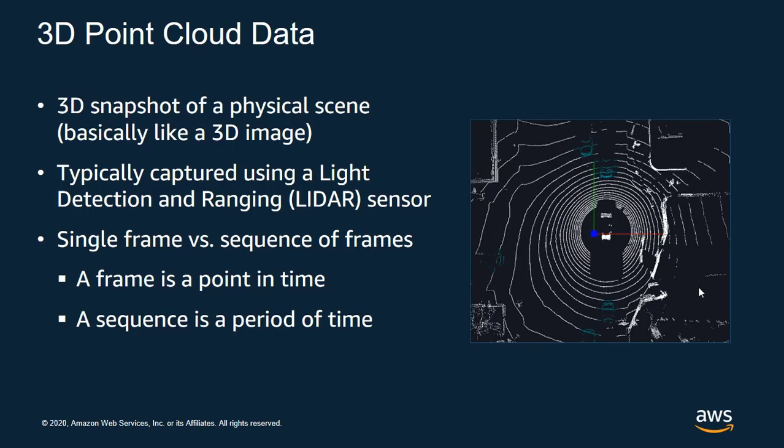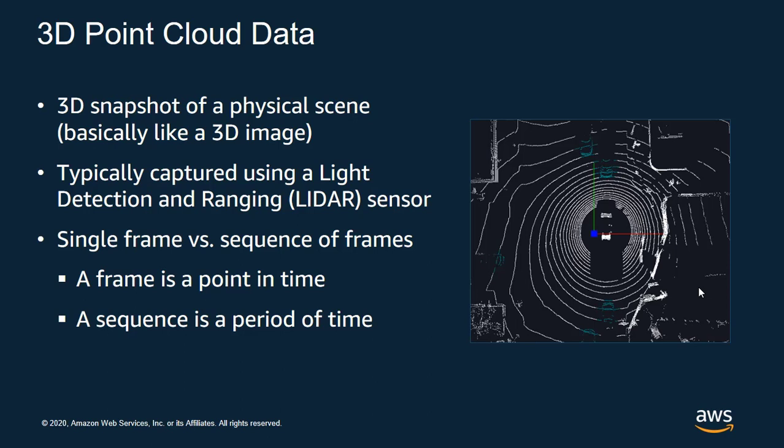So moving on, let's talk about 3D point clouds and what they are. You can think of 3D point clouds as essentially a 3D snapshot of a physical scene, basically a 3D image. The 3D point cloud essentially encompasses a series of points with XYZ coordinates that are rendered in a 3D space. Now, how do you generate a 3D point cloud?